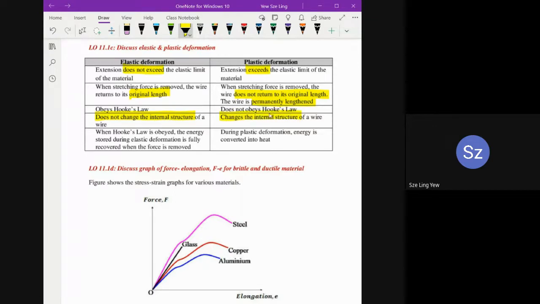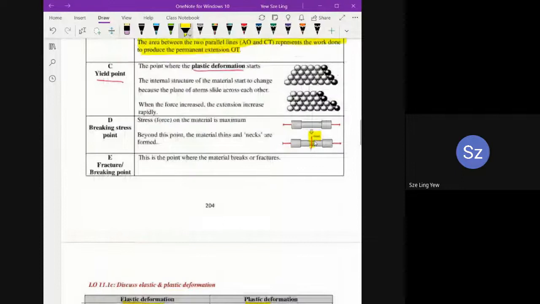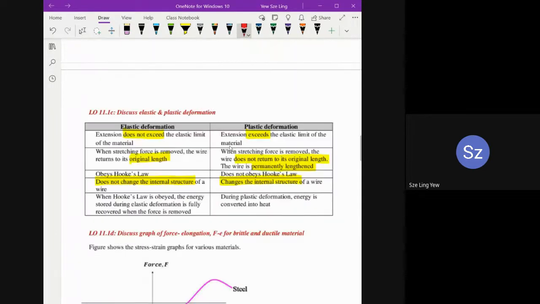Now, what does it mean by internal structure? Like the one I showed you just now. It changed the shape of the atom, as shown in this diagram. So the structure in a plastic deformation is permanently changed. So the atom won't go back to its original shape anymore.